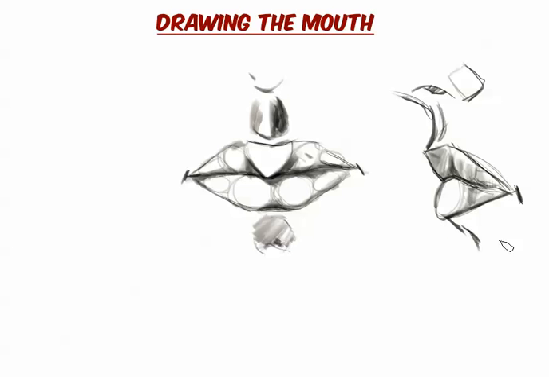So this area here on different people is different. For some people it comes in, for other people it might come straight out like that. So you have the bottom of the lip, then it curves outwards instead of inwards. Then you have your chin right there. And that's basically how you draw the mouth or draw the lips.